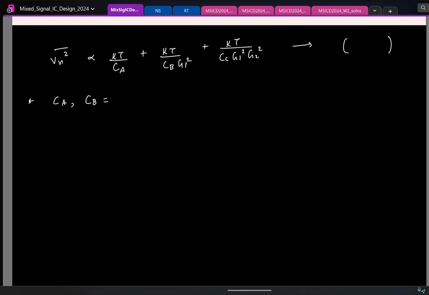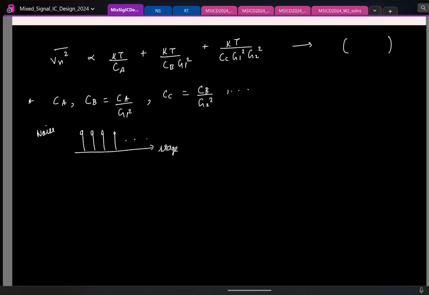These two should be equal, so it is Ca by G1 square. Similarly, you can find the third capacitance will be Cb by G2 square, and so on. If you do this, the noise in each stage is going to be same. So if I had to sketch this as the stage number versus the noise contribution from the particular stage, how will this look like? It's going to be flat. Each stage is contributing the same amount of noise, right?